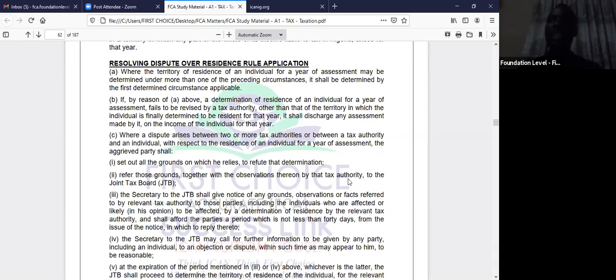Perhaps he lives in Ogun State. Another question is, where is he deriving this income? Is he deriving it from Ogun State? Maybe his place of residence is Ogun State as of January 1. Then, where did he receive the income?